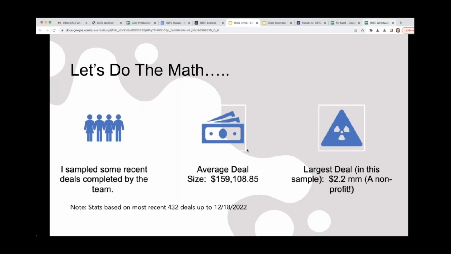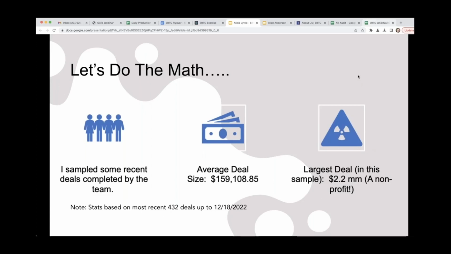Okay, largest deal, $2.2 million. Ready for this? I want you to imagine what $2.2 million can do for a charity that helps the homeless and provides prenatal care to homeless women. That was the deal. A California charity, I don't want to name the name, but a California charity that did this work. Pretty awesome. $2 million.